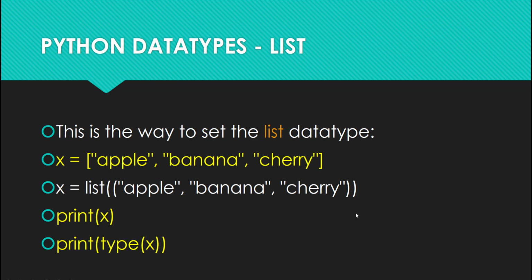So the next data type we have in Python is the list data type. So we can see an example here. It uses square brackets and has values within the square brackets. It's assigned apple, banana, and cherry, and we can also express it this way. So let's try that out.